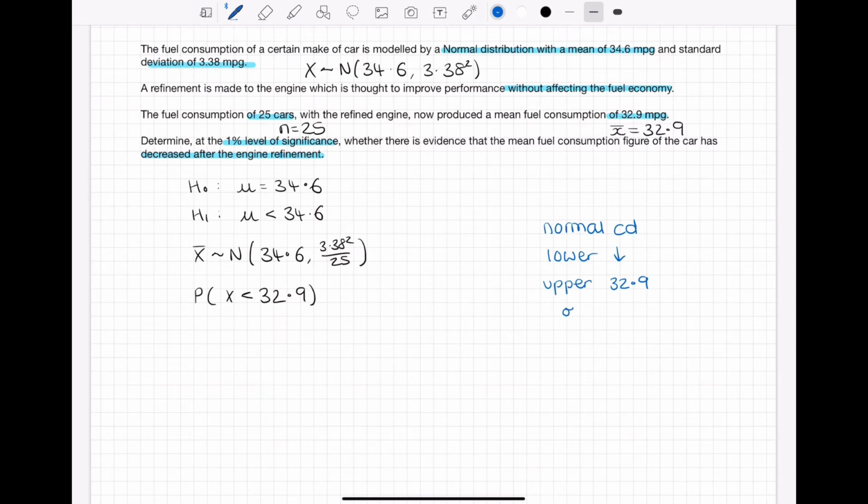Normal CD, because we want that cumulative probability. The lower value, any number to represent minus infinity. Upper value of 32.9. Sigma, or standard deviation, 3.38 divided by the square root of 25 comes out to about 0.676, and our mu we know is 34.6.